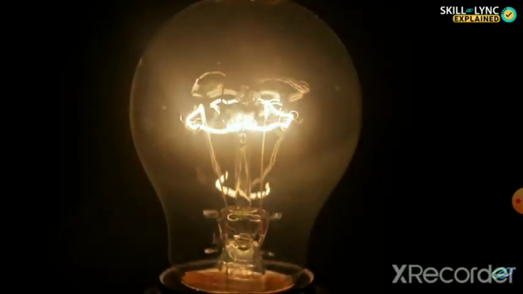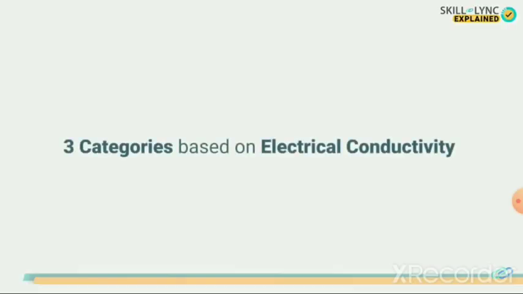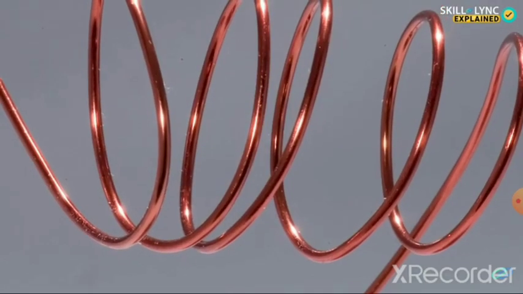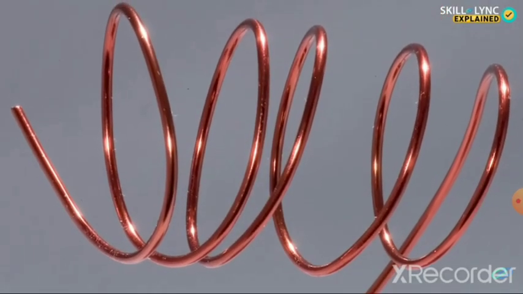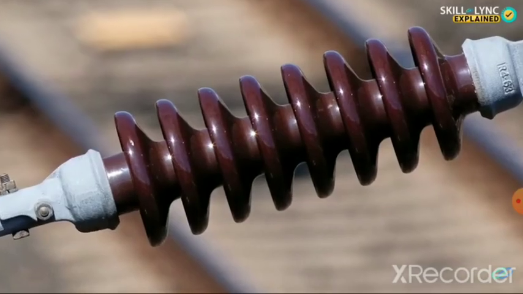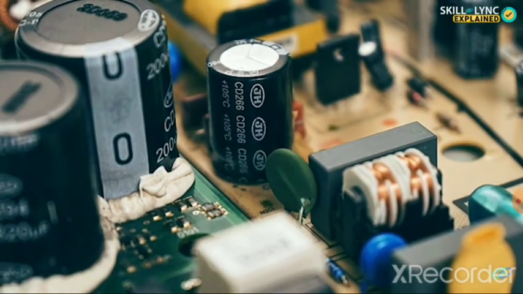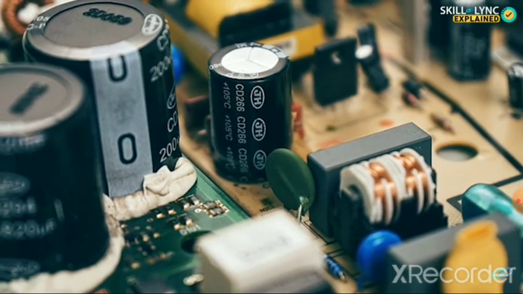In this video, we're going to discuss what is superconductivity, what are superconductors, their properties and applications. So let's get started. Materials can be divided into three main categories based on their electrical conductivity. There are conductors which conduct electricity and insulators which do not. Then we have semiconductors that can be made to conduct electricity.